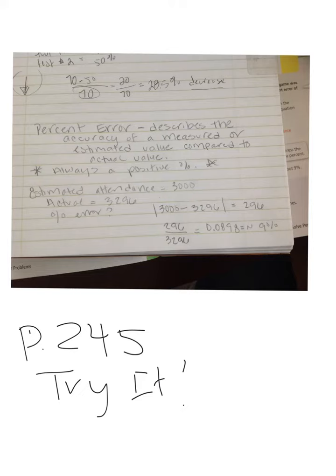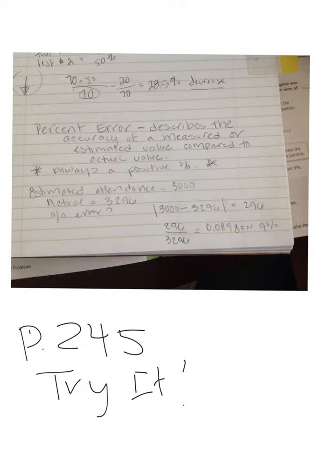Percent error is a value that describes the accuracy of a measured or estimated value compared to the actual value. It's always a positive percent. So you have an example: the estimated attendance is 3,000, but the actual attendance was 3,296. What is the percent error?